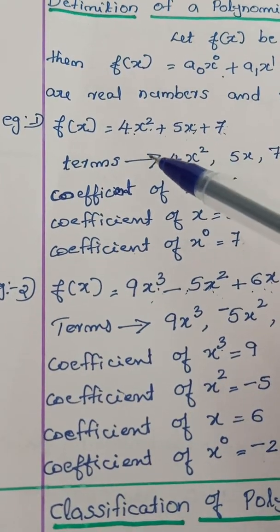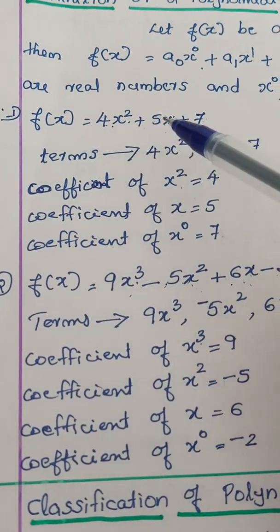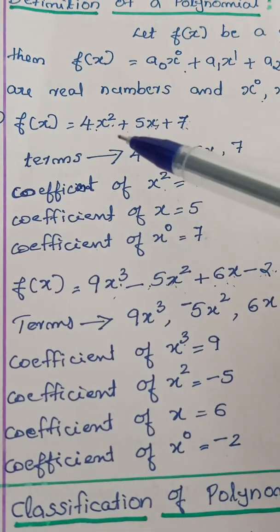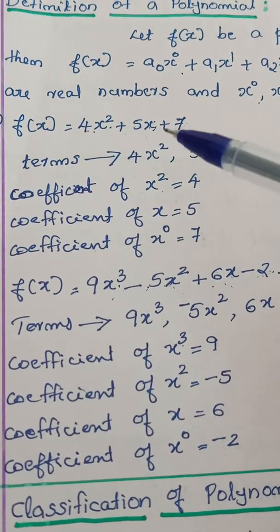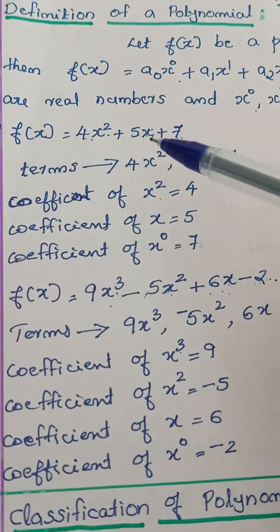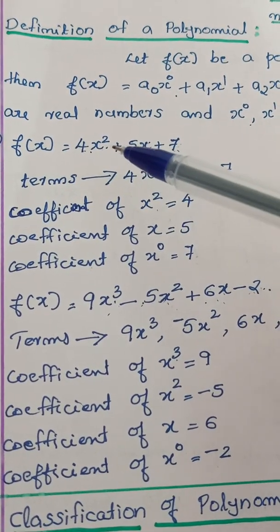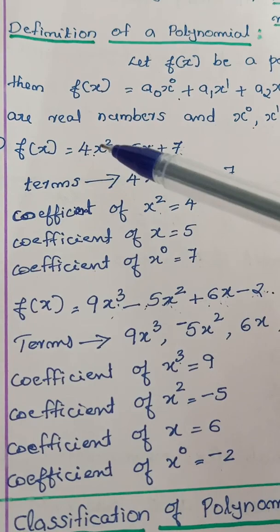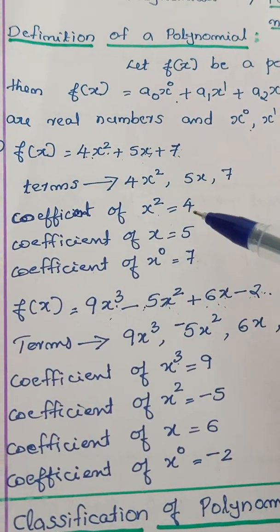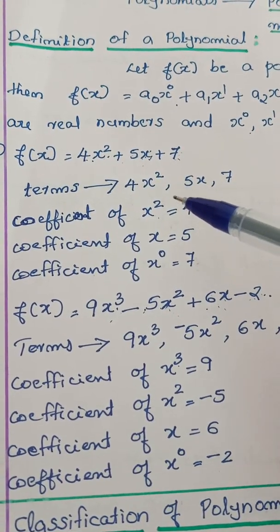For example, f of x equal to 4x squared plus 5x plus 7. How many terms in this polynomial? First term 4x square, second term 5x, third term 7. What is the coefficient of x square? The numerical part of this term 4x square is called the coefficient of x square, that is 4.